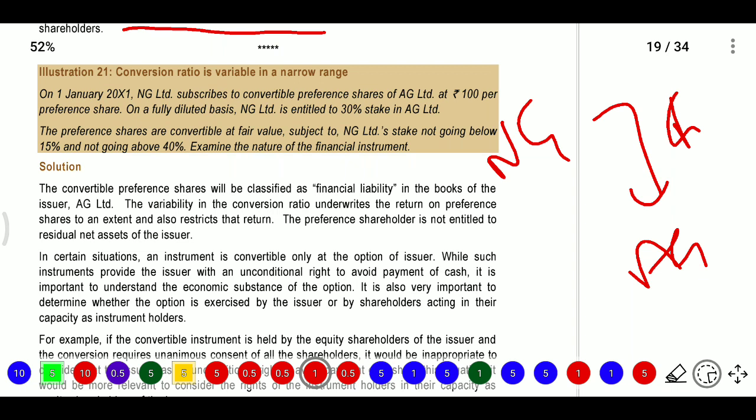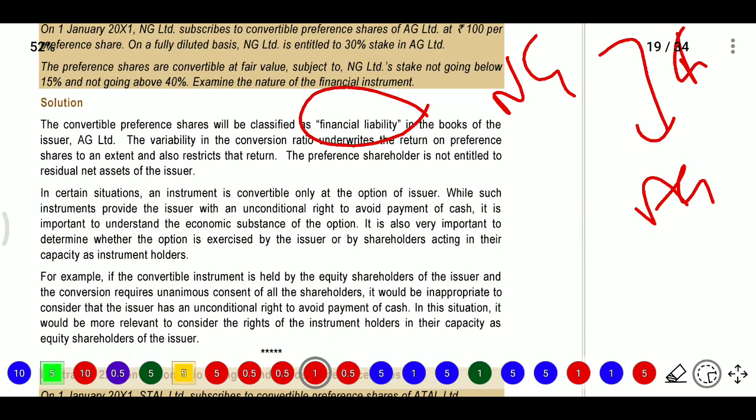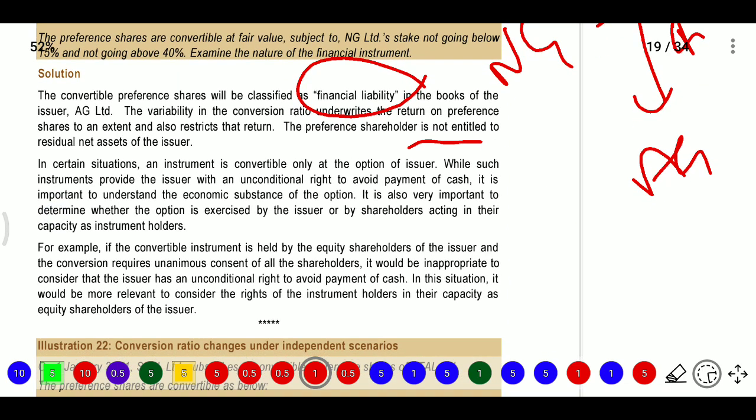So by purchasing those shares, if we converted the shares, it will become a 30% stake in AG Limited. Now the convertible preference shares will be classified as a financial liability in the books of the issuer, AG Limited, because the variability of the conversion ratio underwrites the returns on preference shares to the extent, and also restricts that return only. So they will only receive that extent, and the preference shareholders are not entitled to the residual net assets of the issuer. So preference shareholders will get only that portion. They will not get a right to the residual assets. Residual assets means remaining assets.